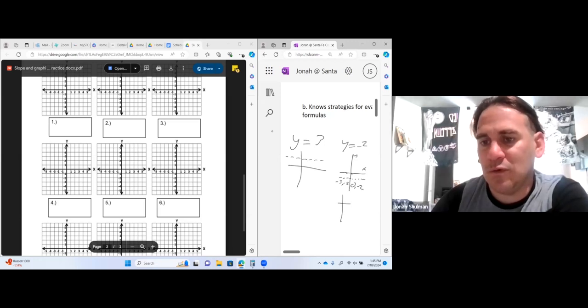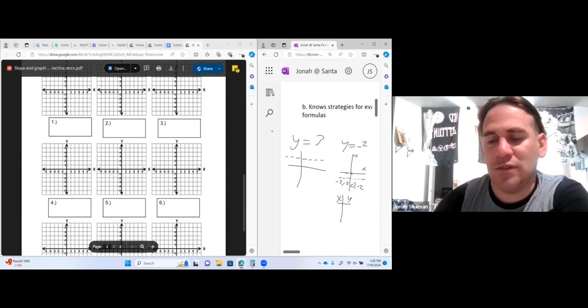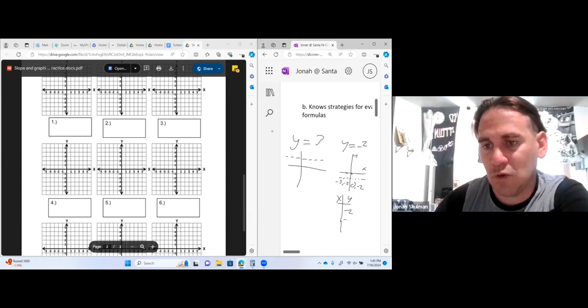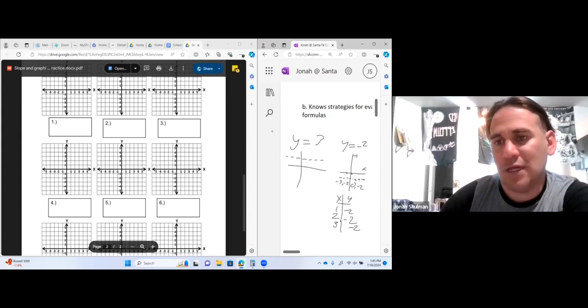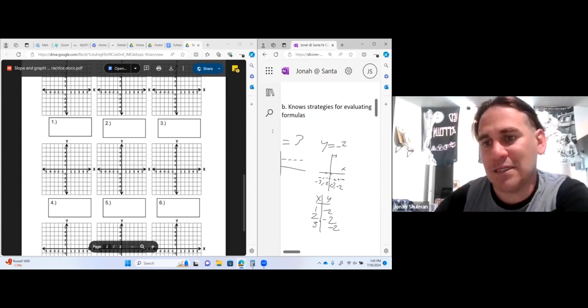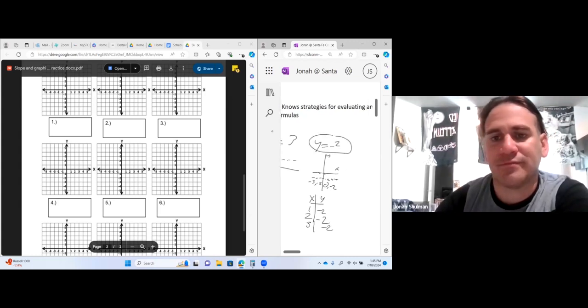We make a little table, and I always have students make a table no matter what it is. So even though we don't know what this one is, the only thing we know about this is y equals -2. You just let them pick the other points: 1, 2, 3. So 1, -2, 2, -2, 3, -2. So that's how you can make the line.